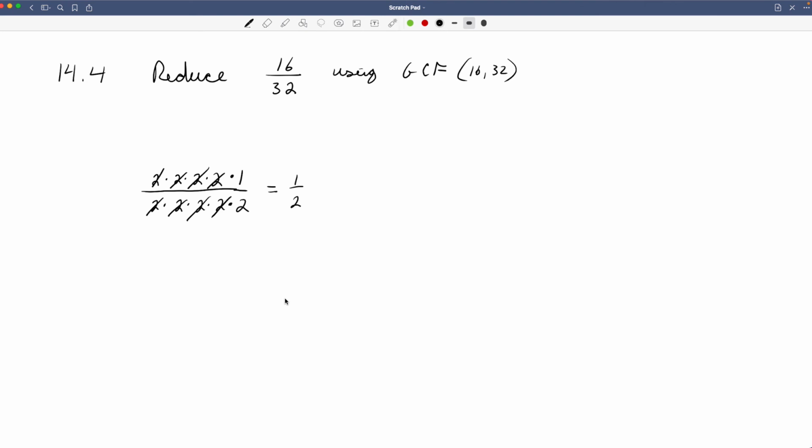And the GCF method is just a little bit faster than dividing and dividing and dividing. All right, that's all we have for lesson 14. So not so hard today.